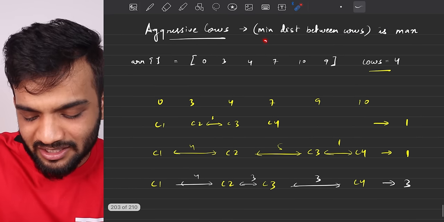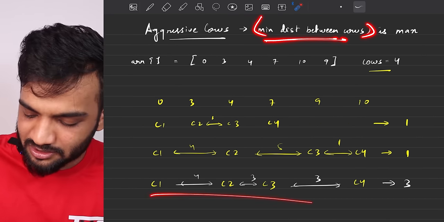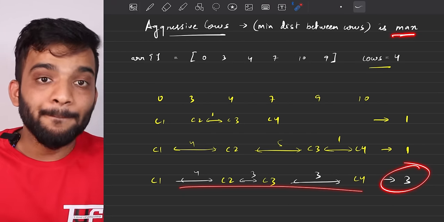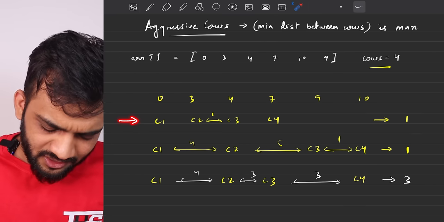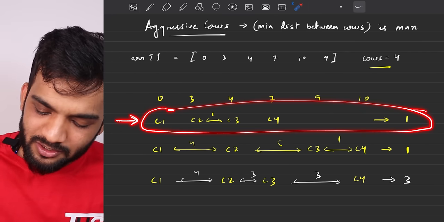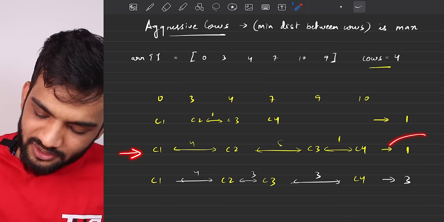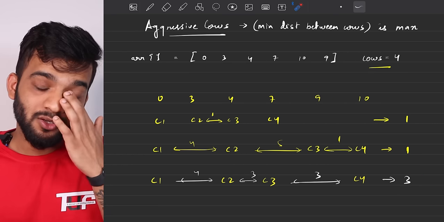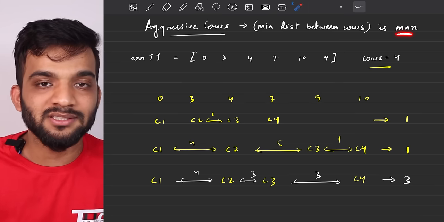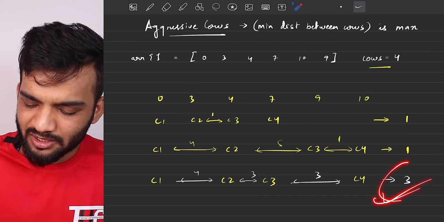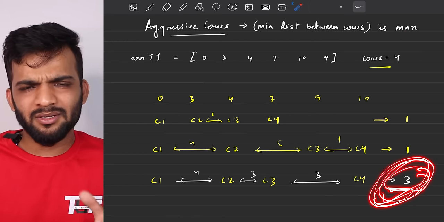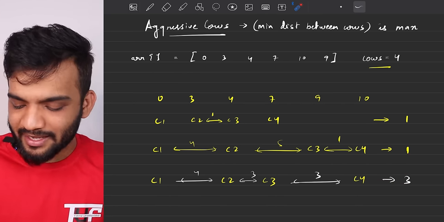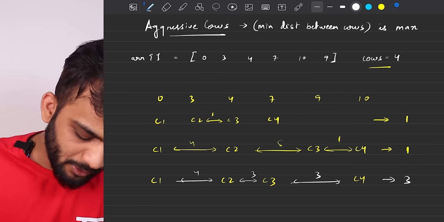I write it. And the task is saying, you have to place it in such a way that this minimum distance is maximum. So if I have placed in this configuration, the distance that I'm getting is 1. If I place it in this configuration, the distance is 1. If I place it in this configuration, the distance is 3. Which one will you prefer if you're looking for max? I prefer this, because in this configuration, the minimum is very big. So they are kind of at a distance. So I can take this configuration and this will be my answer.